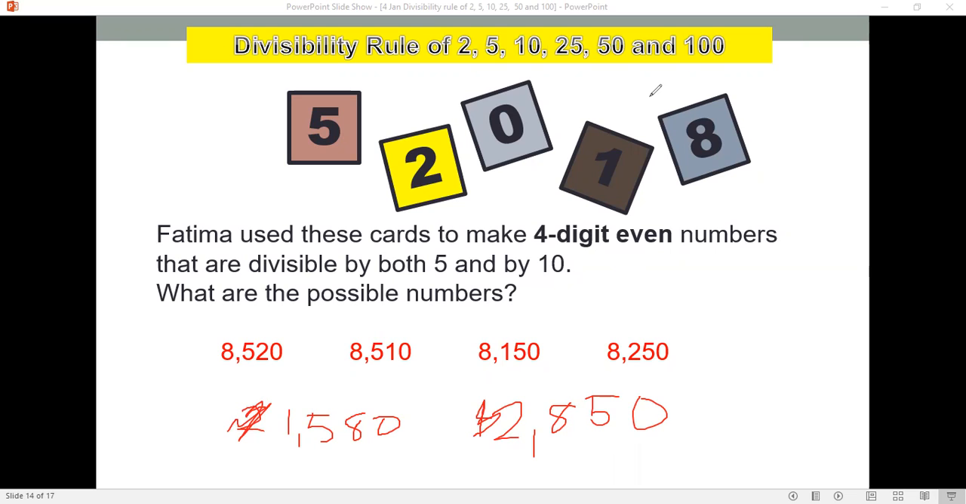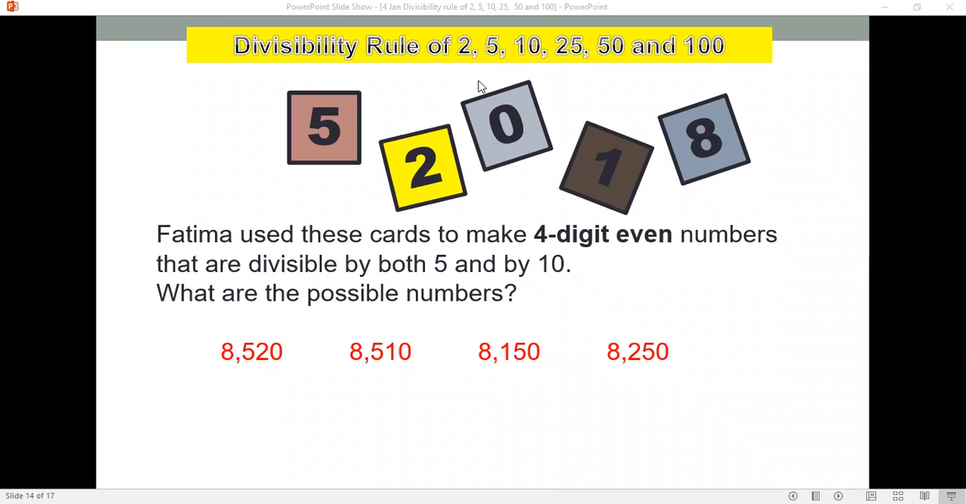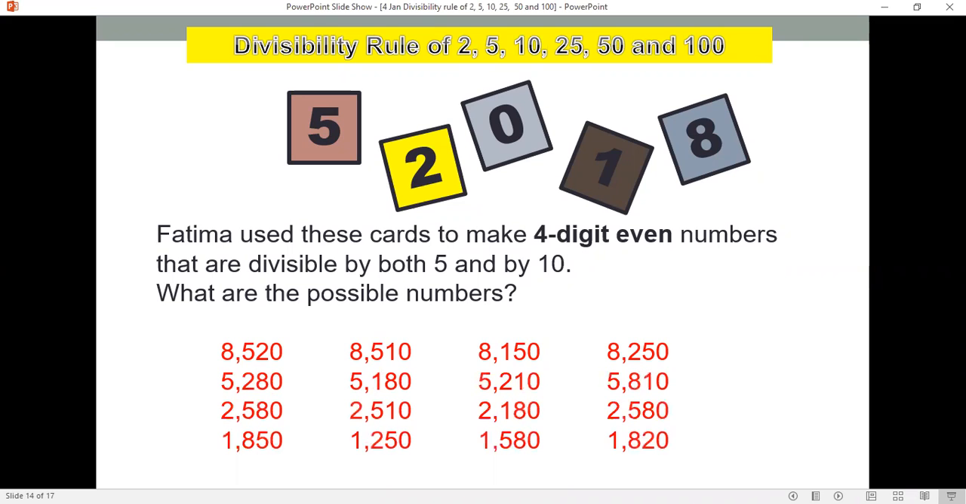Okay, do you understand now, year 6? I hope you understand. Just watch this video, okay? And study and memorize the divisibility rules of 2, 5, 10, 25, 50, or 100. All right? So these are all possible numbers. You can check the numbers that you have created. Okay, that's all for now, year 6. Thanks for listening. Bye.